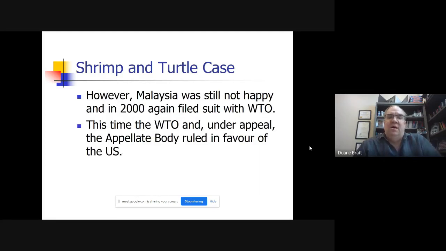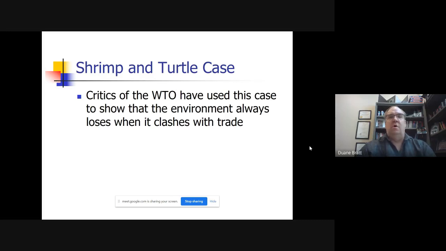Nevertheless, Malaysia was still not happy, and so they filed a second suit with the WTO. But this time, the WTO and the appellate body ruled in favor of the US. They said not only were the objectives of protecting sea turtles just, but now it was being implemented in a proper way. So, what is the significance of this case?